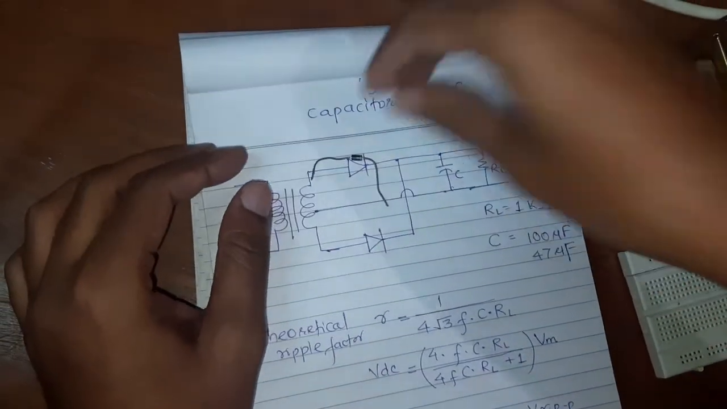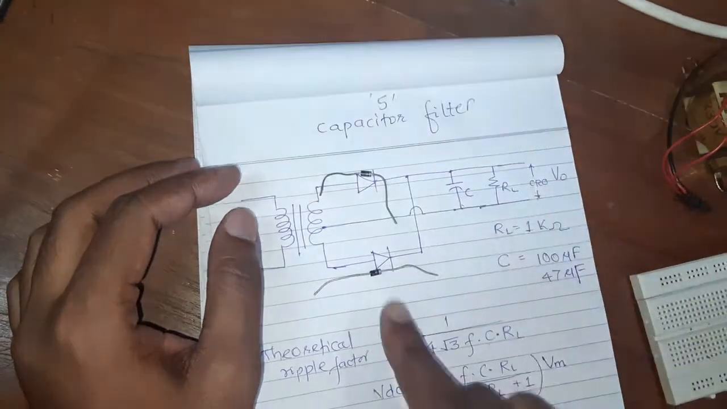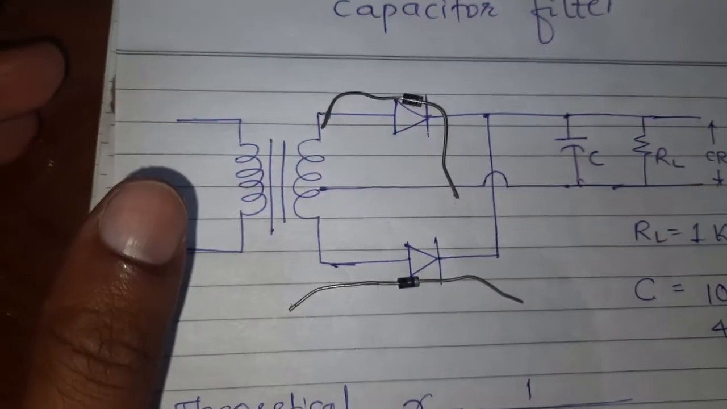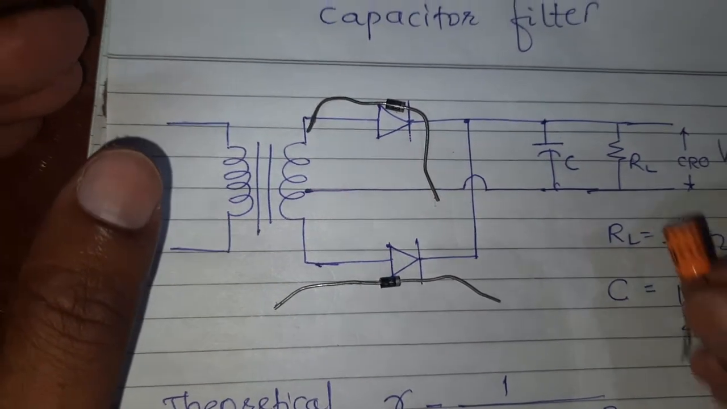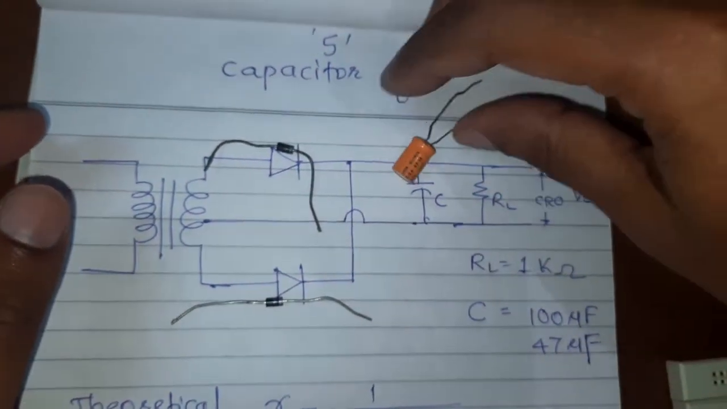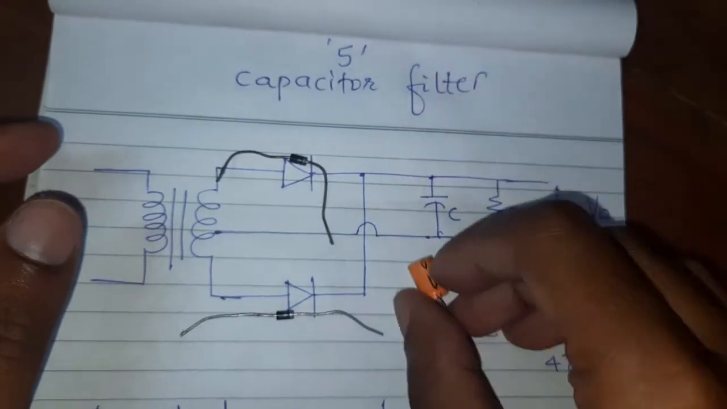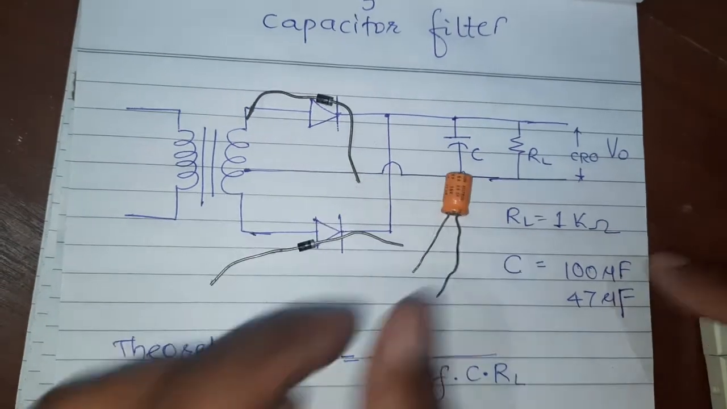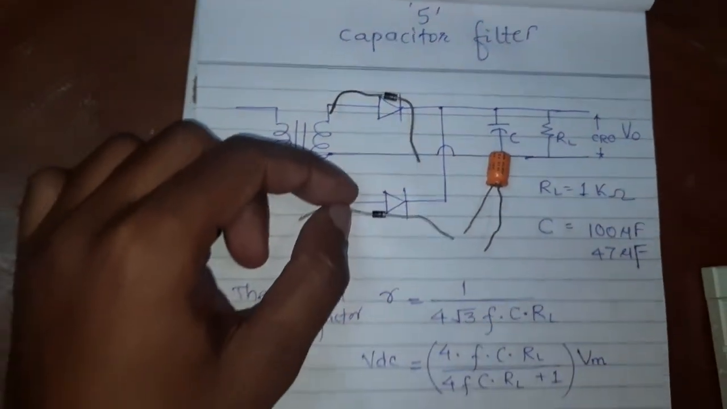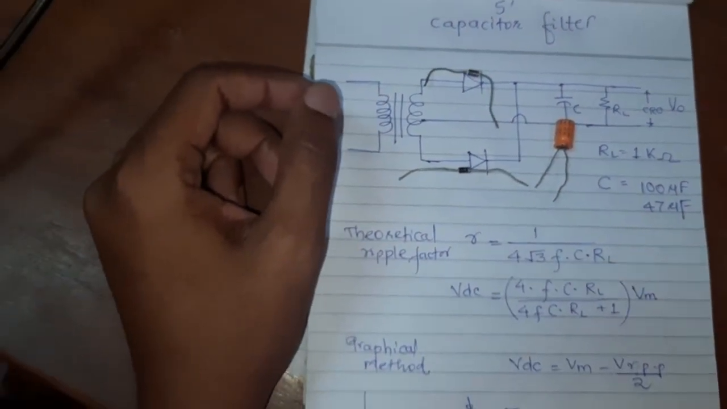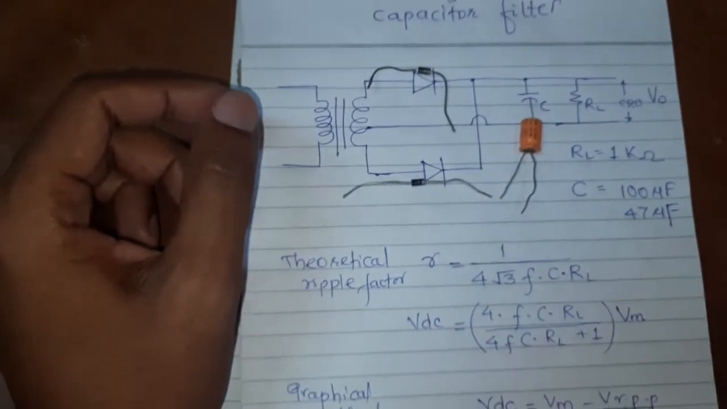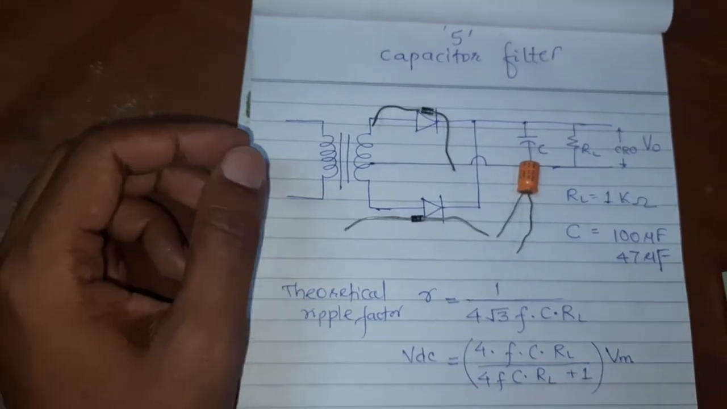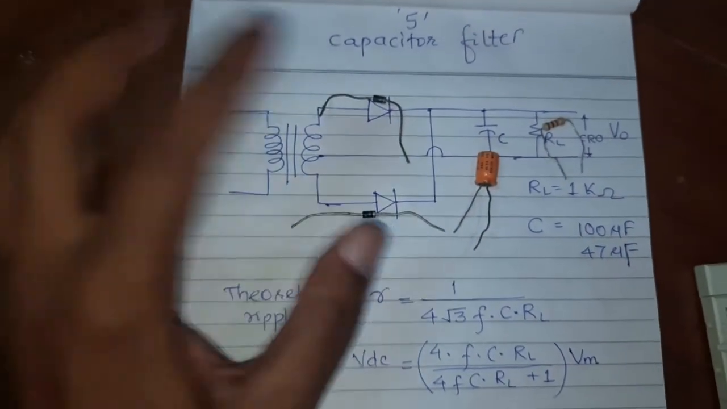So we require two diodes. So this is one diode and this is one more diode. So we have anode and cathode of the diode. You have to connect properly, and then we'll take a capacitor. First we will be using a capacitor of 47 microfarad, and in the second reading we'll be using a capacitor of 100 microfarad, and we'll see how it improves the ripple. And for load we have taken a 1 kilo ohm resistor. So this is what it is.